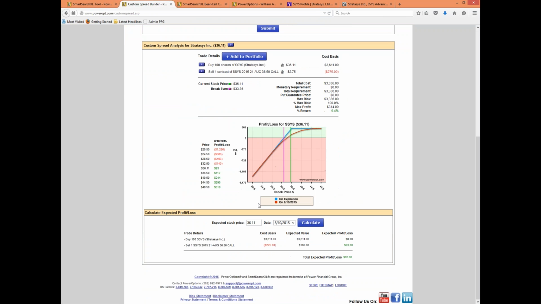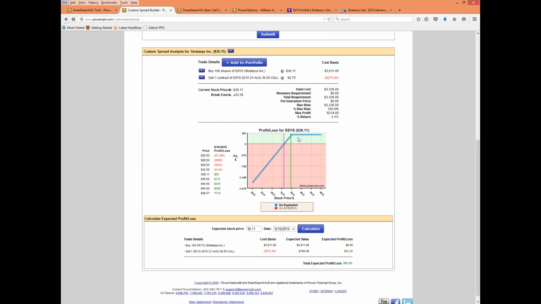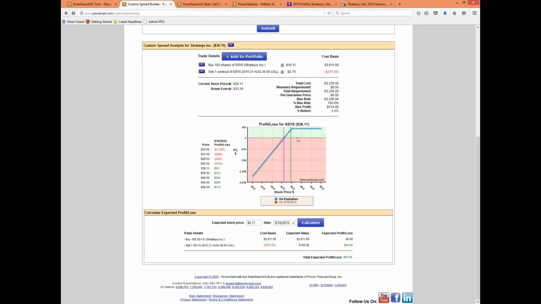All right, so back to the profit and loss chart. The blue hockey stick graph here is our profit and loss at expiration. As a covered call, our break even, the stock price that we bought minus the net credit, is going to be 33.36 now with that extra 5 cents. So that's our break even. That's shown with the magenta line right here where our profit and loss crosses the zero line.